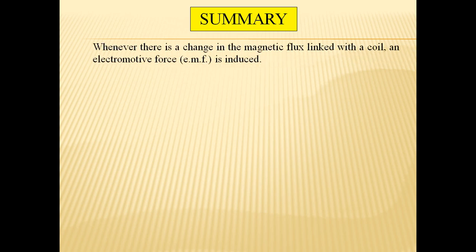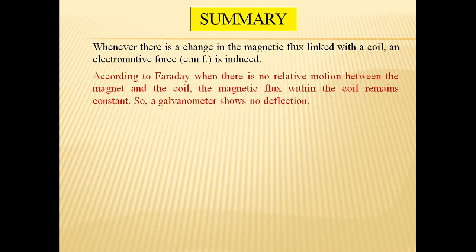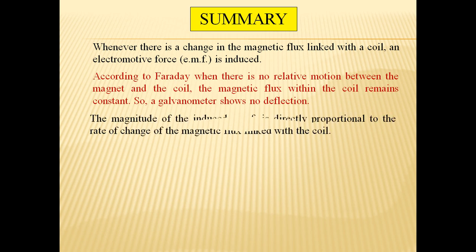Now let us summarize whatever we have studied. Whenever there is a change in the magnetic flux linked with a coil, an electromotive force is induced. According to Faraday, when there is no relative motion between the magnet and the coil, the magnetic flux within the coil remains constant, so a galvanometer shows no deflection. The magnitude of the induced EMF is directly proportional to the rate of change of the magnetic flux linked with the coil.